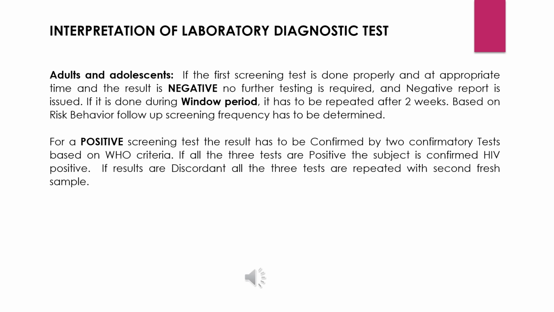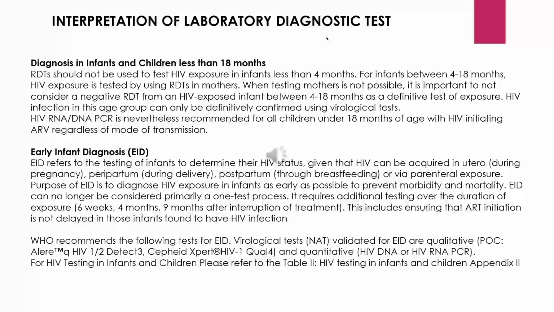For a positive screening test, the result has to be confirmed by 2 confirmatory tests based on WHO criteria. If all the 3 tests are positive, the subject is confirmed HIV positive. But if the results are discordant, all the 3 tests are to be repeated with a fresh sample. Interpretation of the tests in infants and children is a challenging one.